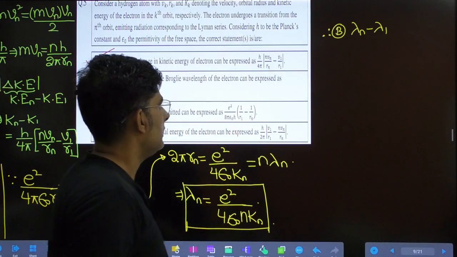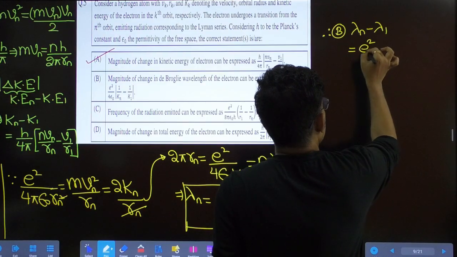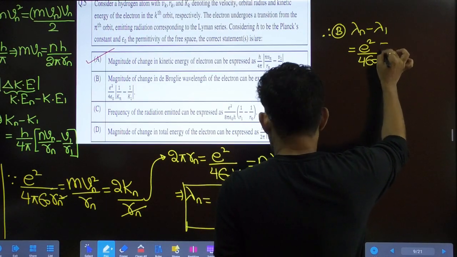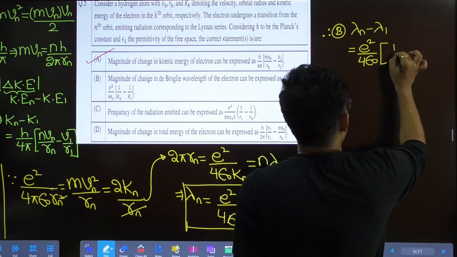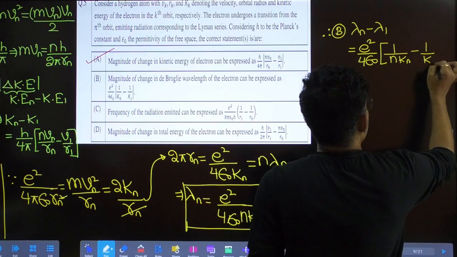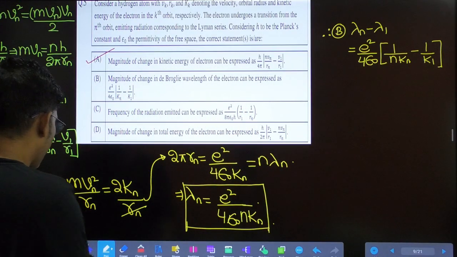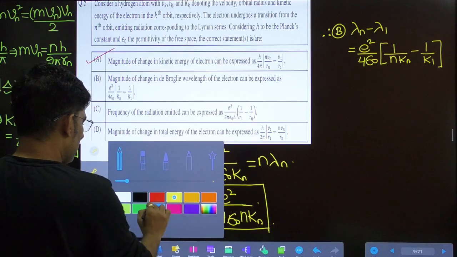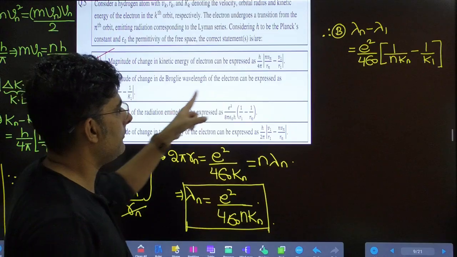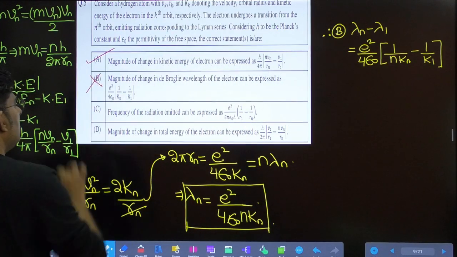So what will be common here? This will become e square by 4 epsilon naught common, and we have 1 by n kn minus 1 by k1. But if you see in option B, e square by 4 epsilon naught is correctly given, 1 by kn is given, whereas we have 1 by n kn. That means this is not correct. B is wrong.